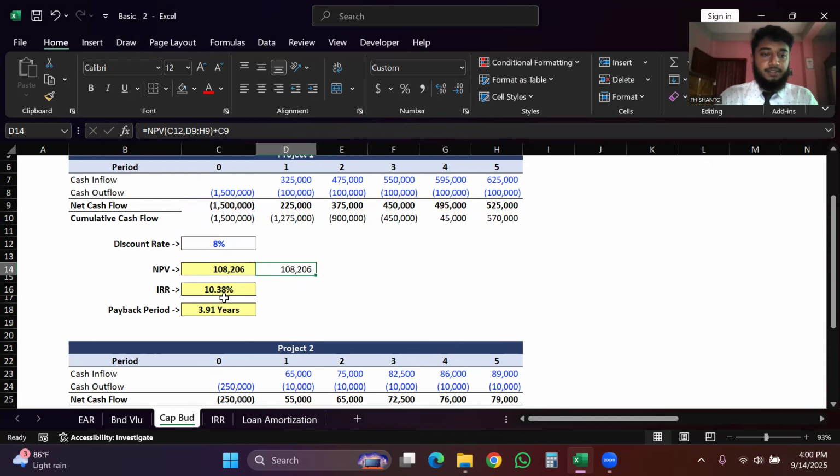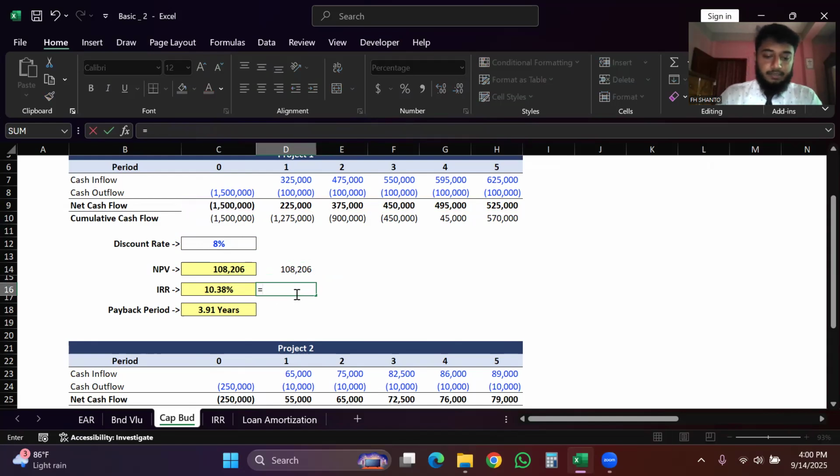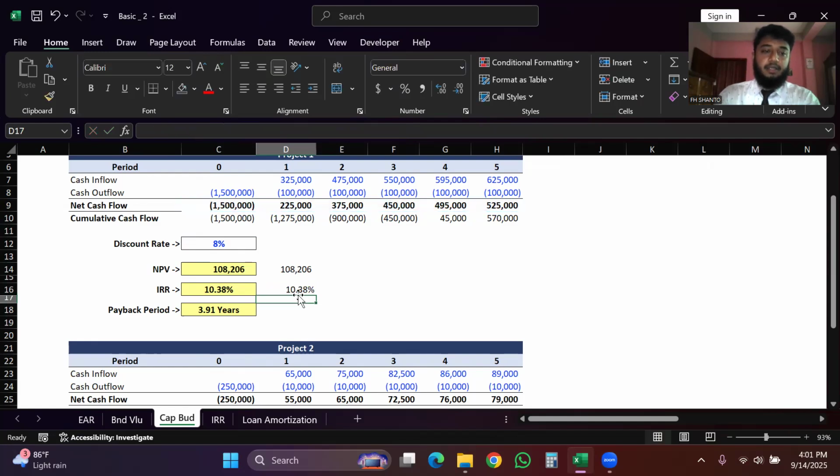Here you can see the IRR calculation. We can apply the formula IRR. Here it is. We need the value. Here is the total value of net cash flow. Close the bracket and press enter. Here is the IRR percentage.